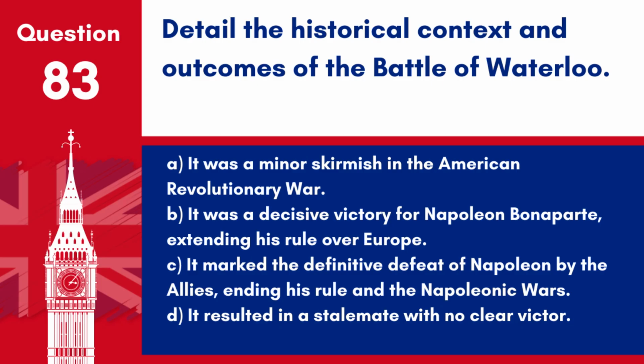Question 83. Detail the historical context and outcomes of the Battle of Waterloo. A. It was a minor skirmish in the American Revolutionary War. B. It was a decisive victory for Napoleon Bonaparte, extending his rule over Europe. C. It marked the definitive defeat of Napoleon by the Allies, ending his rule and the Napoleonic Wars. D. It resulted in a stalemate with no clear victor.